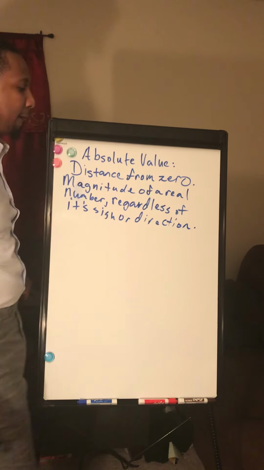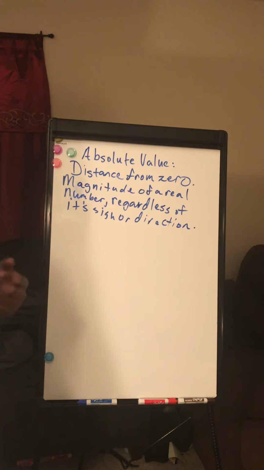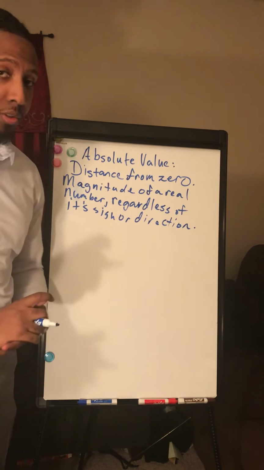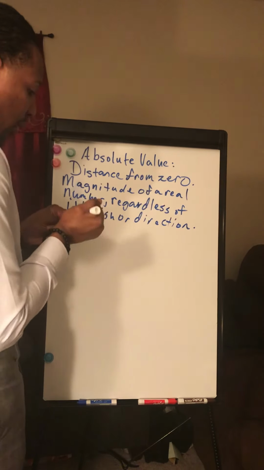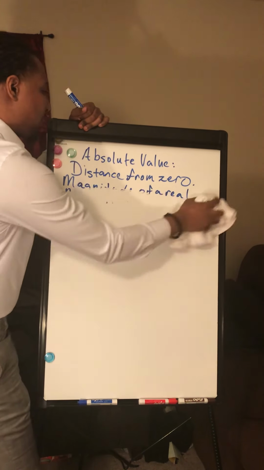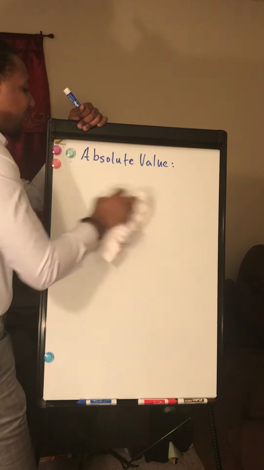Alright. So, the full definition is the distance from 0, or in other words, the magnitude of a real number regardless of its sign or direction. Alright. So, getting started with this, we should create a visual. We're talking about the distance from 0. The best way to give a visual distance in this situation is using a number line.